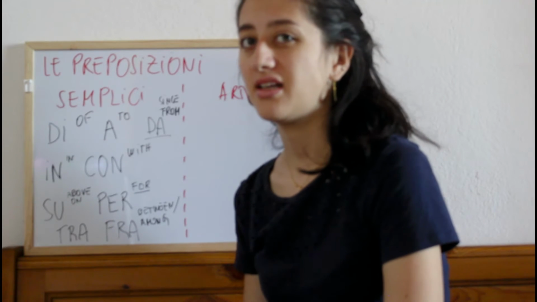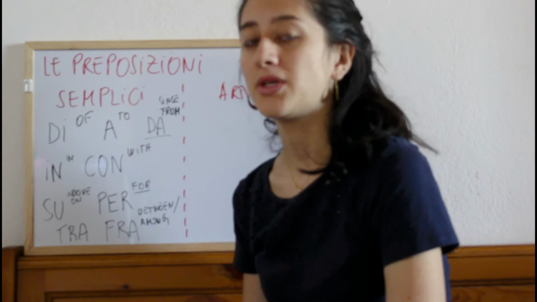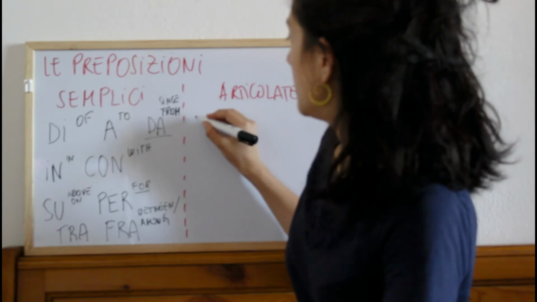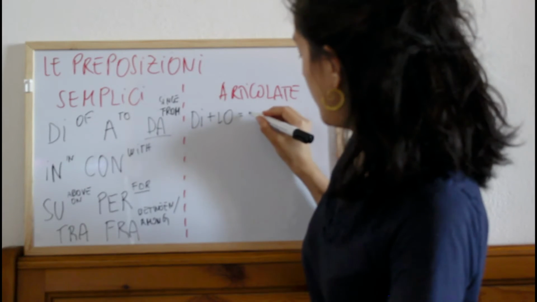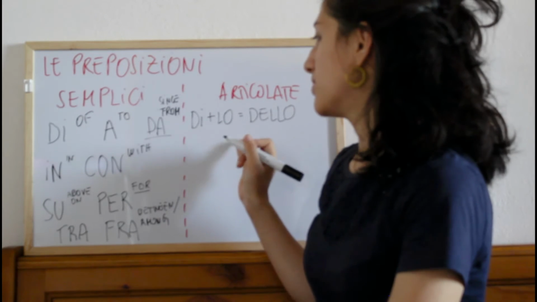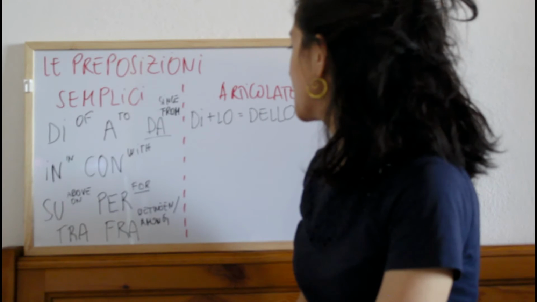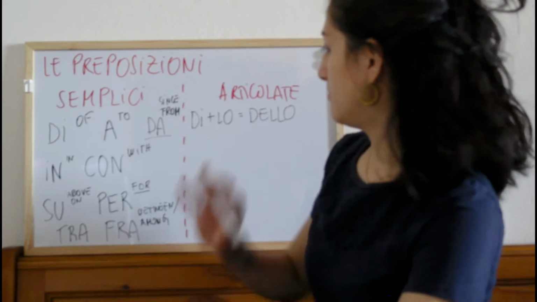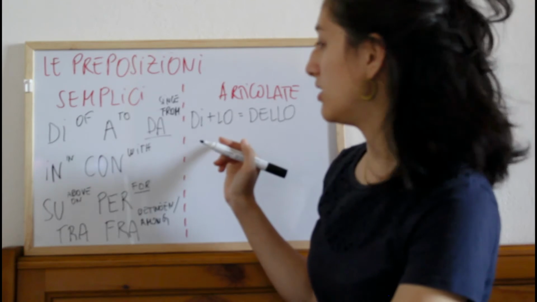Do you remember the exercise about the articles? Would you lend me some twine? Mi presteresti dello spago? Dello is di plus lo, equals dello. Why? You may wonder why it is not dillo. Maybe because dillo is a kind of verb in Italian. So the reason may be really complex, but you just have to remember that it's not dillo, but it's dello.